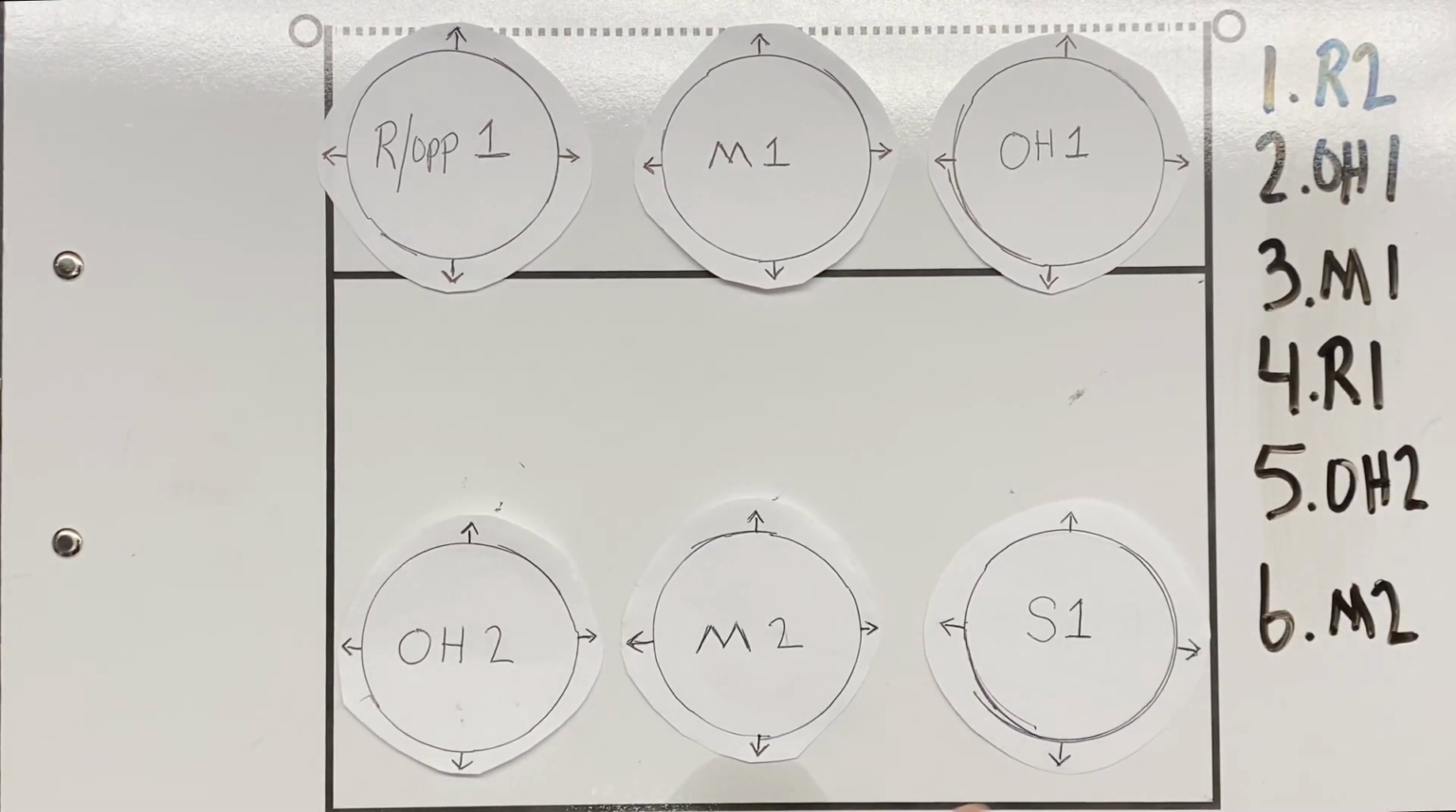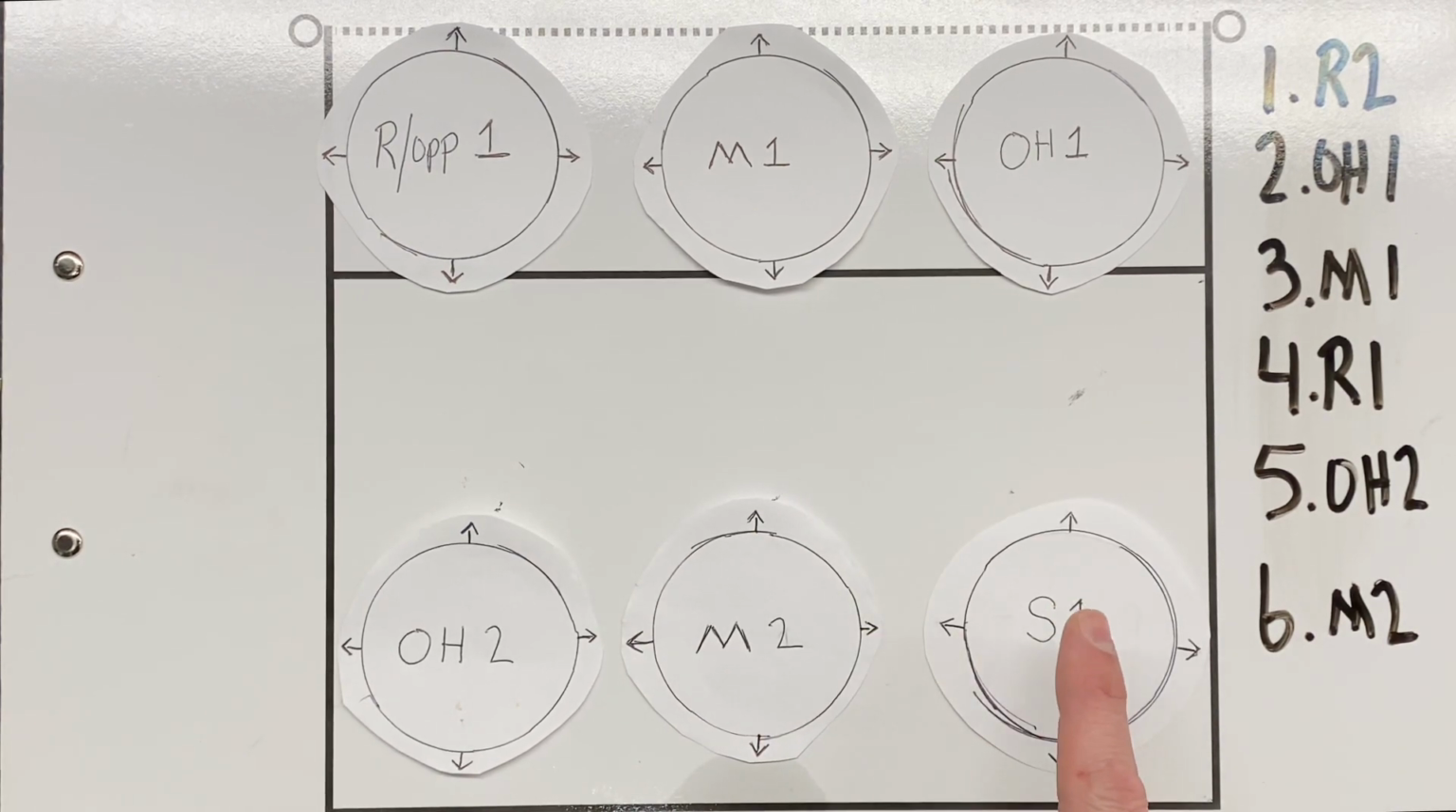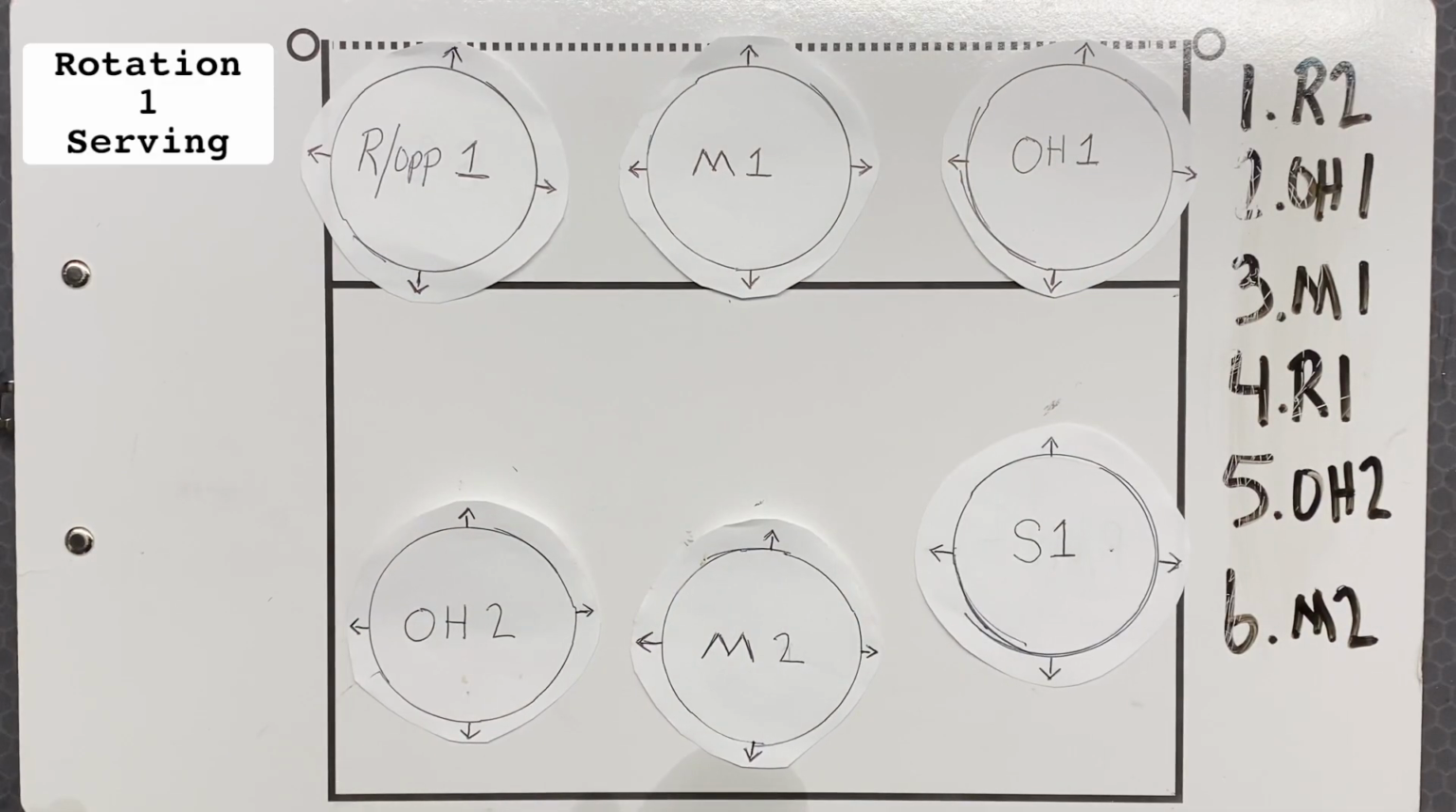So here we have someone in the front, can't go in front of that person. Someone to the right, we can't go to the right of that person. And someone to the left, so we can't go to the left of that person. And that's how it is with each individual player. So let's start with us having the serve. So we are going to serve the ball to the opposing team.